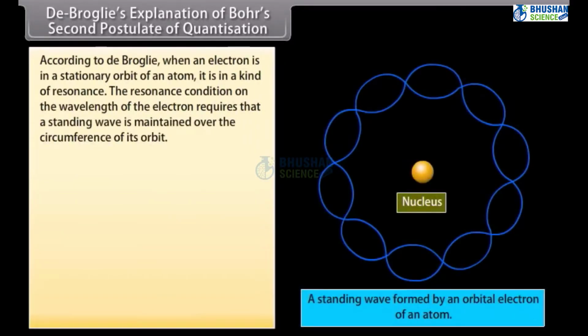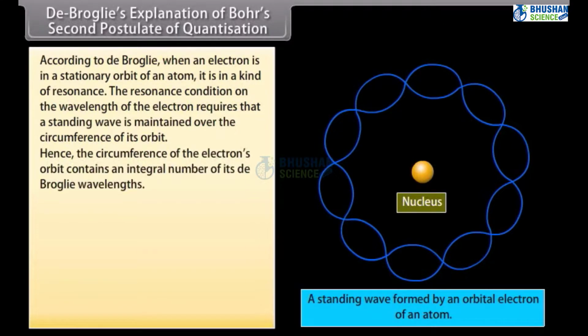de Broglie's explanation of Bohr's second postulate of quantization. de Broglie explained the quantization condition on angular momentum of an orbiting electron. According to de Broglie, when an electron is in a stationary orbit of an atom, it is in a kind of resonance. The resonance condition on the wavelength of the electron requires that a standing wave is maintained over the circumference of its orbit. Hence, the circumference of the electron's orbit contains an integral number of its de Broglie wavelengths.